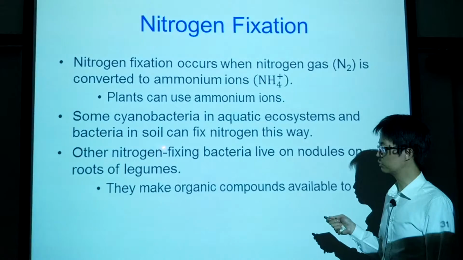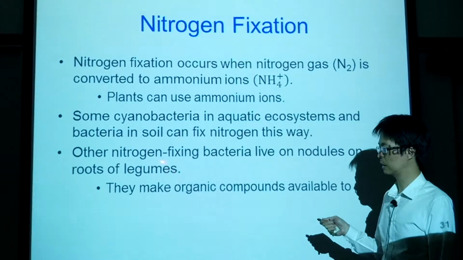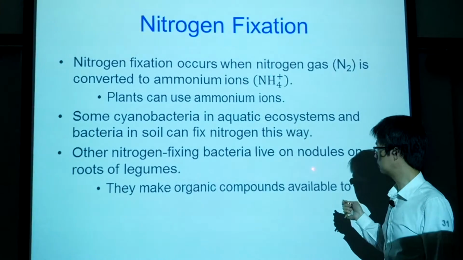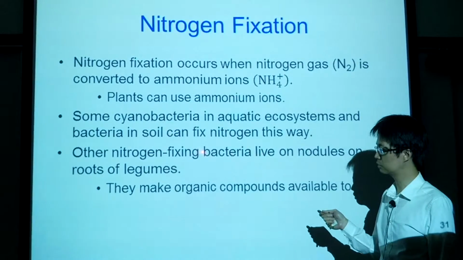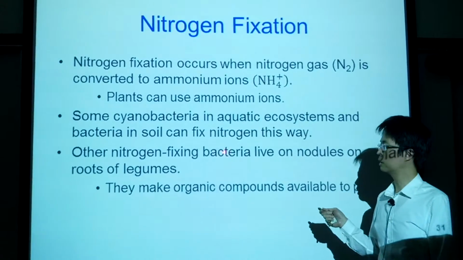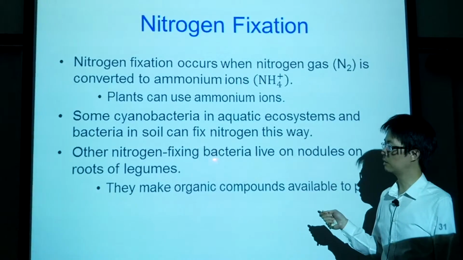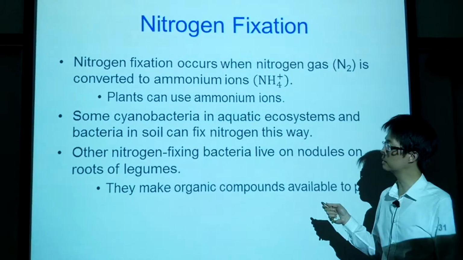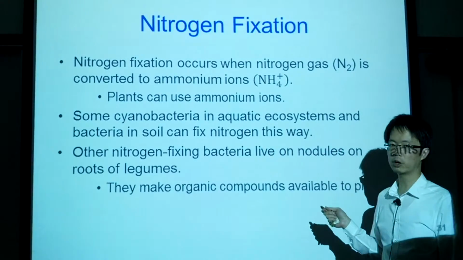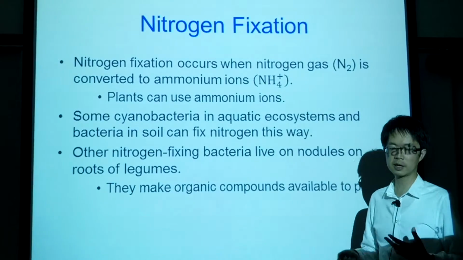And we have something called nitrogen fixing bacteria living in the nodules of the roots of legumes. These are the pea plants. Pea plants have these nodules that contain nitrogen fixing bacteria. It is another example of mutualism. The nitrogen fixing bacteria will absorb the nitrogen gas from the atmosphere and then convert it into ammonium ion to provide to this pea plant. And then the pea plant will do photosynthesis and provide glucose, food, to the bacteria. So it is another example of mutualism.